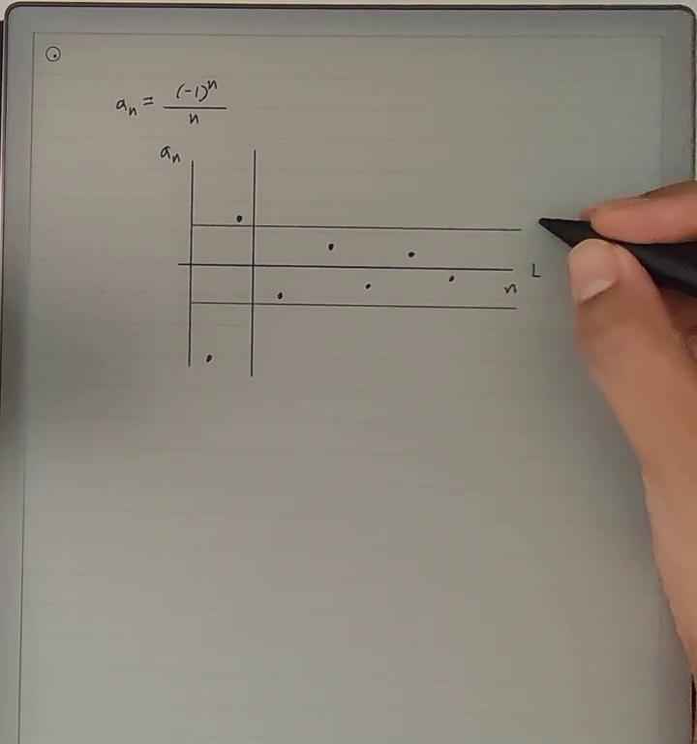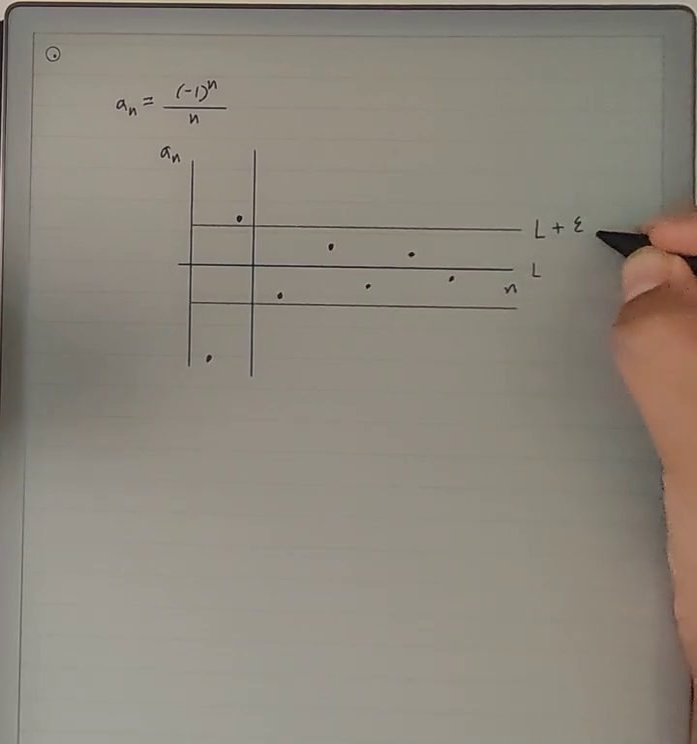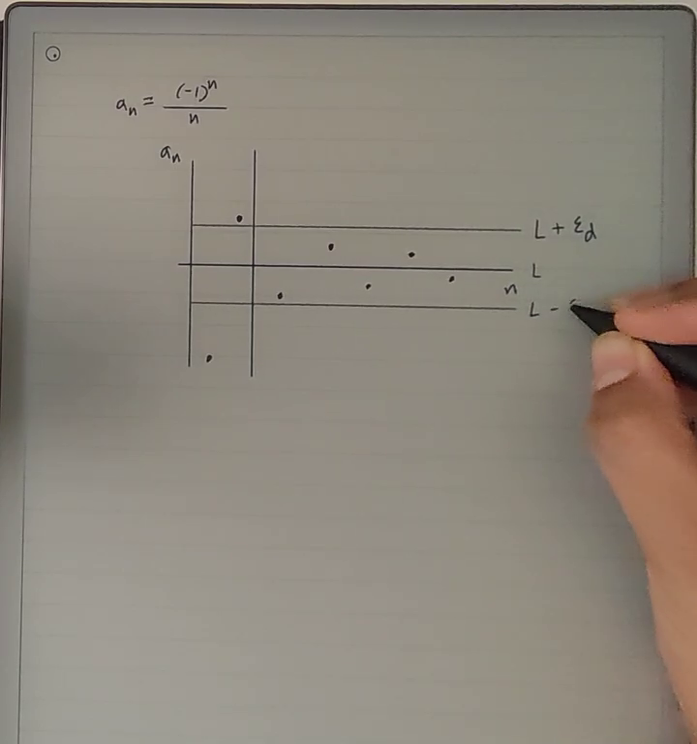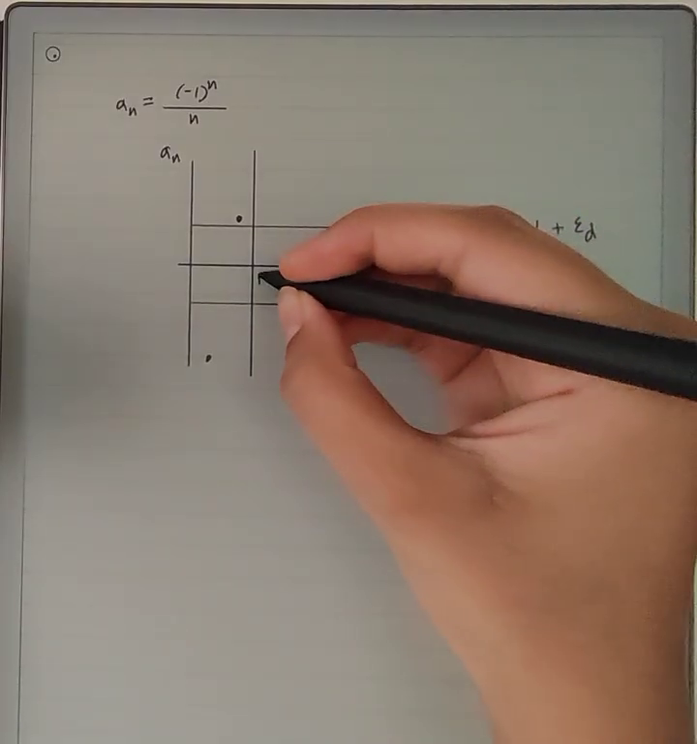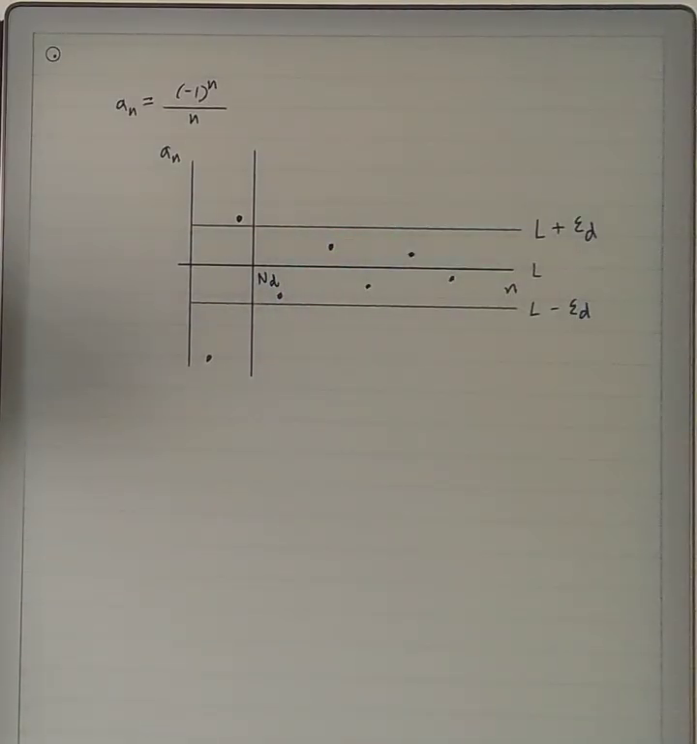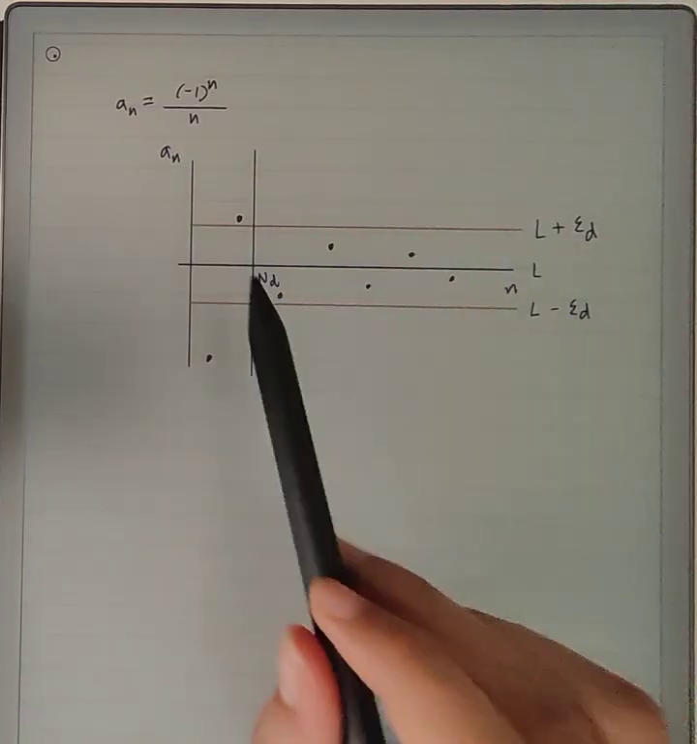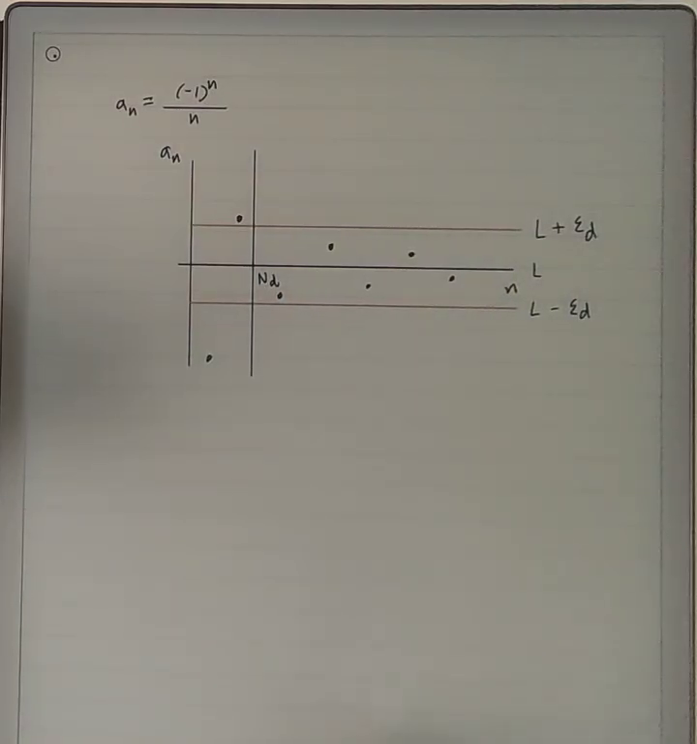So let this be L plus epsilon d, and let this be L minus epsilon d, and this can be n sub d. For all the elements in my sequence after n sub d, they fall within this epsilon neighborhood.